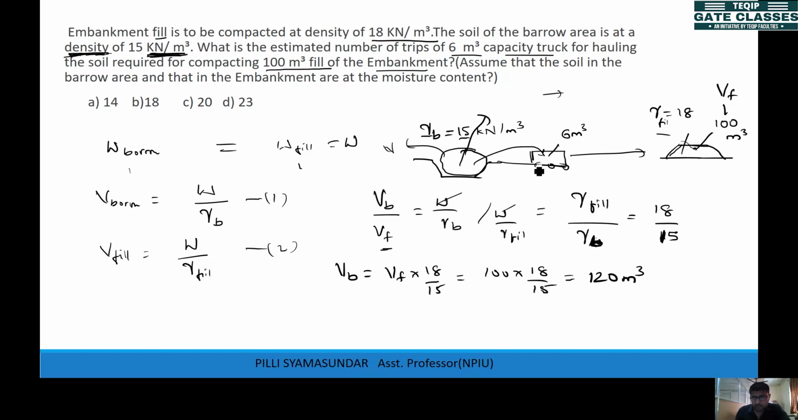But in one trip you can take only 6 meter cube. So how many trips are required? The number of trips is equal to the total volume of soil in the borrow pit divided by the hauling capacity of the truck. So this is 120 by 6. So it's around 20 trips. Yeah, so this is it.